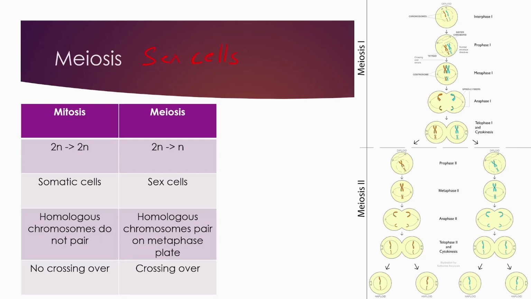And homologous pairs, or homologous chromosomes, pair on the metaphase plate as opposed to sister chromatids. Now, let's talk about meiosis 1. Meiosis 2 is very similar to mitosis, so I'll just write here that's aka mitosis. Meiosis 1, it's very, very different.